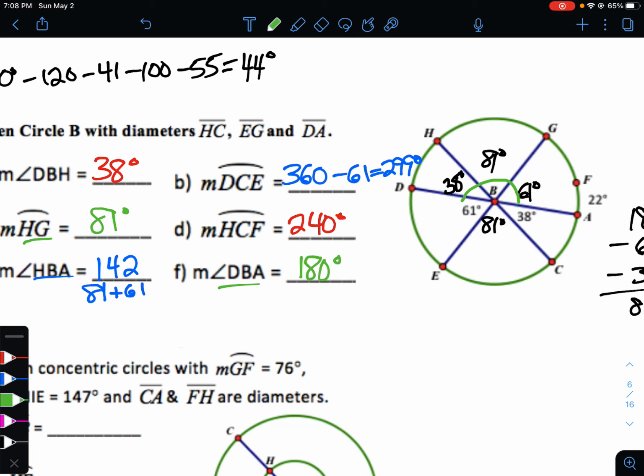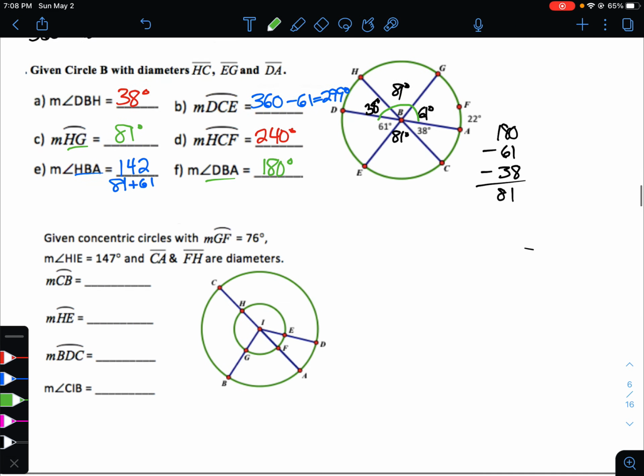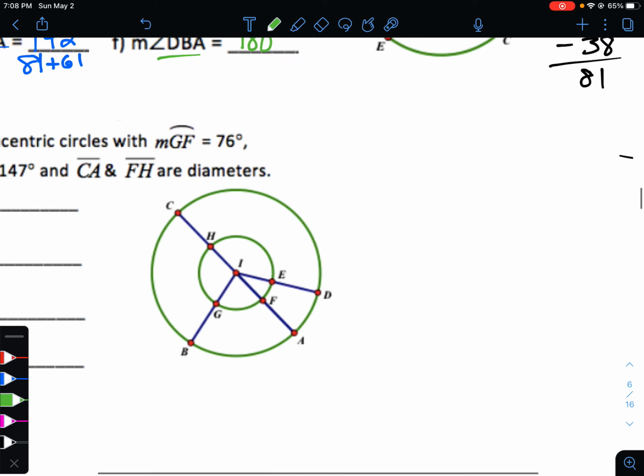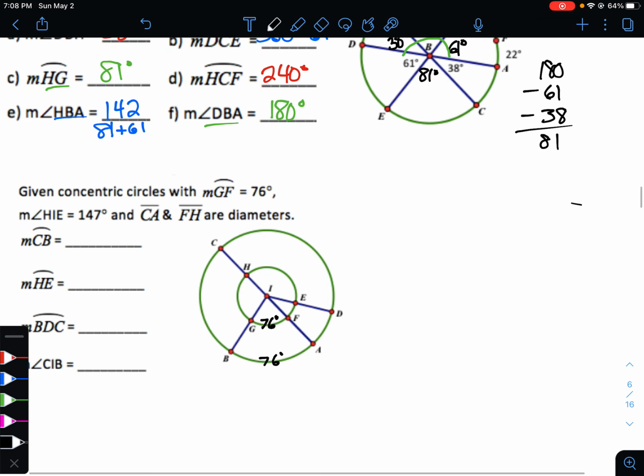Okay, one last example to look at here. We've got what are called concentric circles. So concentric circles are simply two circles which share the same center. And we're given some information about these concentric circles. We're told that the measure of arc GF is 76 degrees. In other words, this arc right here is 76. That also means that this arc right here is also 76 degrees.